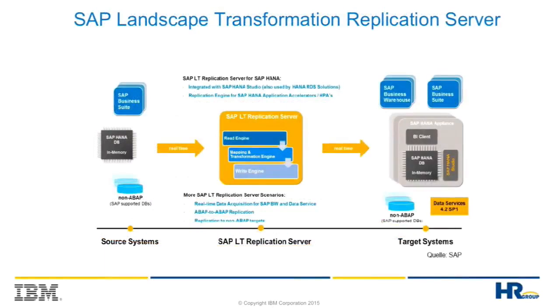You see it here, we have a HANA database, and on the right side a traditional ERP system running on every kind of platform, and the landscape transformation or replication server is just a NetWeaver stack which catches up the data and replicates it in real time to the HANA database.